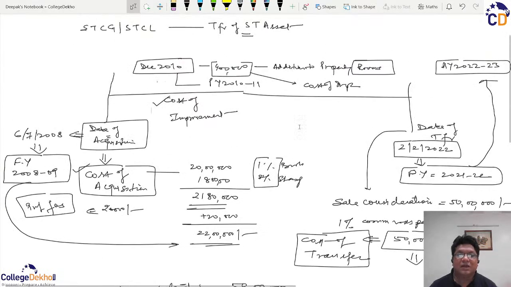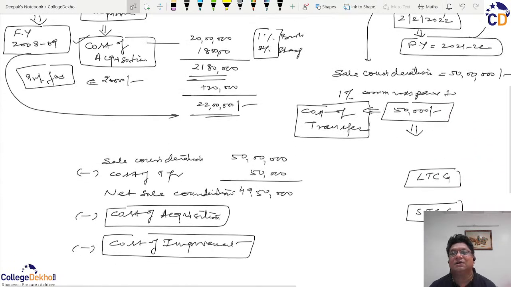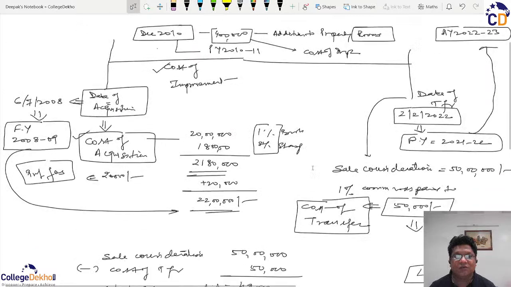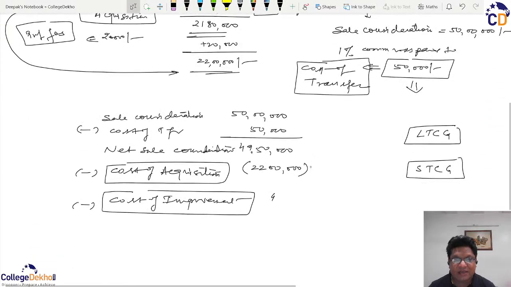What I am saying is, if this date of acquisition was less than 2021, if the acquisition was in 2021 and the improvement was also in 2021, then the period of ownership must have been less than 24 months, and in that case the profit or loss should have been short term gain or short term loss, and in that case the cost of acquisition will be deducted as it is, and the cost of improvement of rupees 4 lakhs must have been deducted as it is.